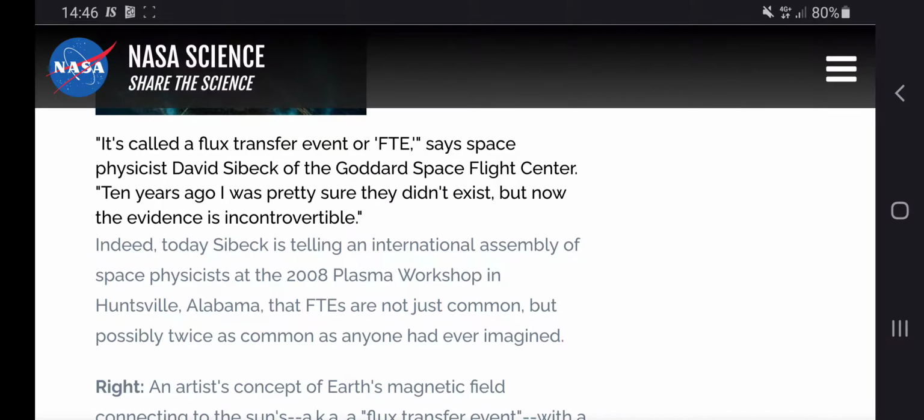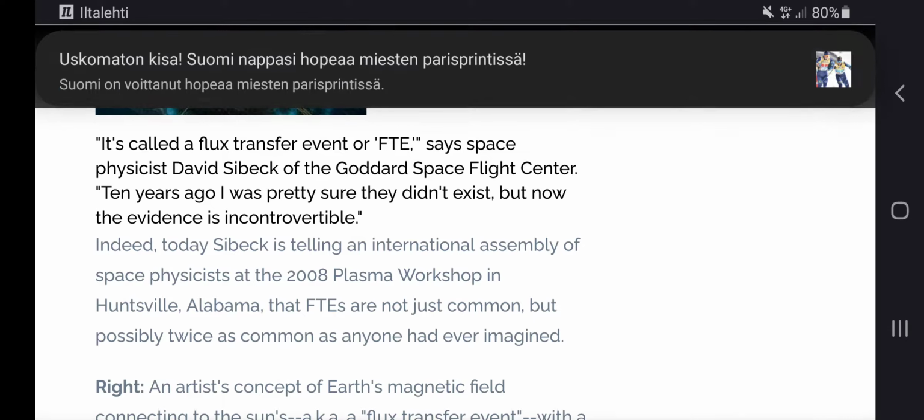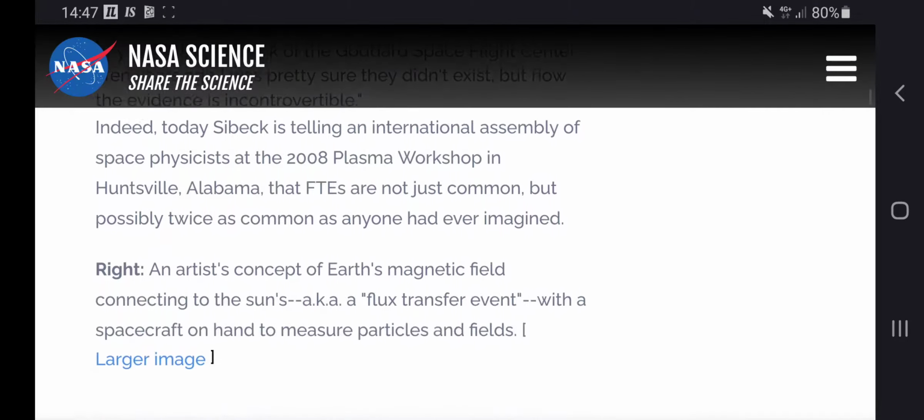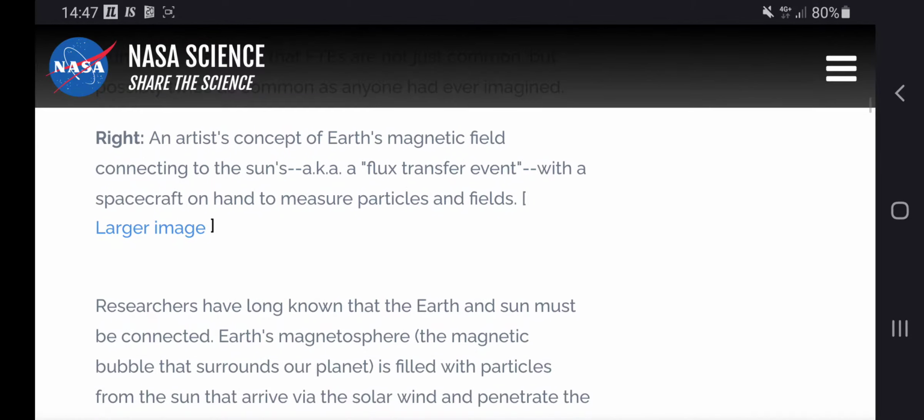It's called a flux transfer event, or FTE, says space physicist David Sibeck of the Goddard Space Flight Center. 10 years ago, I was pretty sure they didn't exist, but now the evidence is incontrovertible. Incontrovertible? Indeed, says Sibeck. Today, Sibeck is telling an international assembly of space physicists at the 2008 Plasma Workshop in Huntsville, Alabama, that FTEs are not just common, but possibly twice as common as anyone ever imagined.